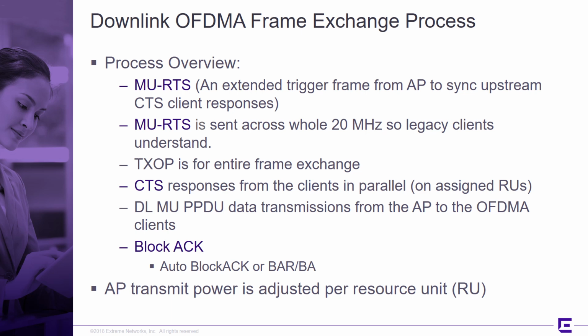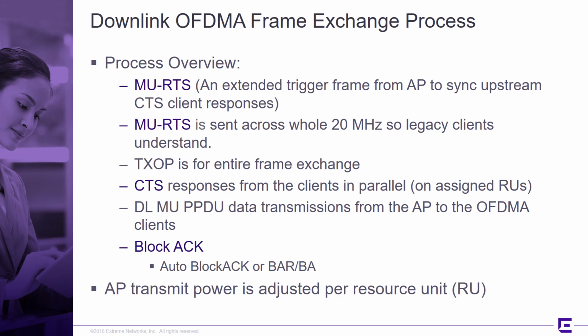Then the access point will send the PPDUs, which are the data frames, downlink. Now, you see it says DL downlink multi-user. That's OFDMA, not multi-user MIMO. So those transmissions will go downlink on their assigned RUs. And then we'll have a block ACK.